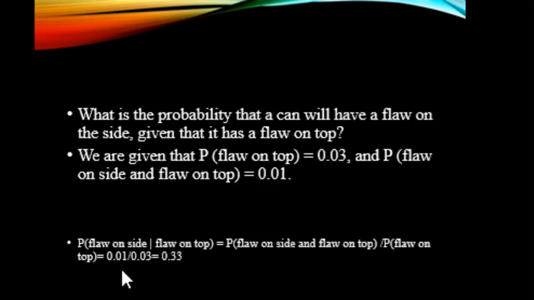Okay, so writing it in this format, probability of flaw on side given flaw on top will be equal to the probability of flaw on side intersection flaw on top divided by probability of flaw on top, which gives us 0.01 divided by 0.03 or 33%. So basically 33% of the cans which already have a flaw on top will also have a flaw on the side.